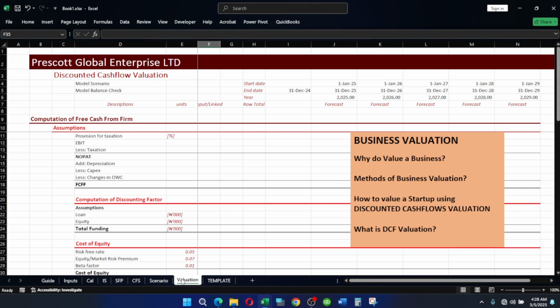Now we also look at the risk factor. The risk factor is talking about how risky the business is. If the business is too risky, its value may be lower, right? The value may be lower.